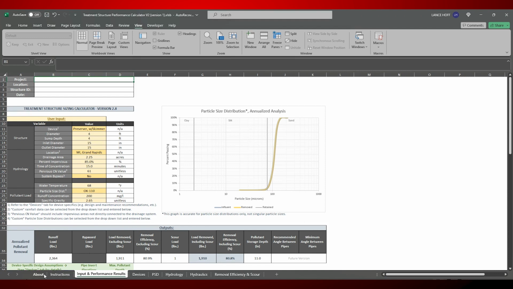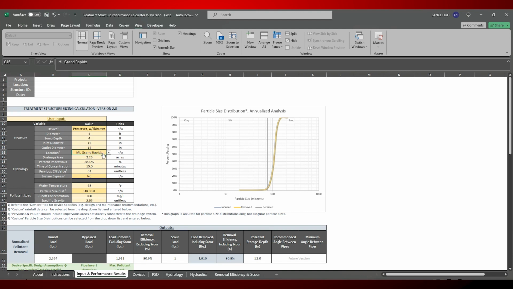The Input and Performance Results tab is the user interface for the calculator, including areas to enter project-specific and location-specific design data. All user inputs and calculator outputs are located on this tab, and the tab is designed to easily print or export to PDF for ease of inclusion in design submittals and for ease of design review.